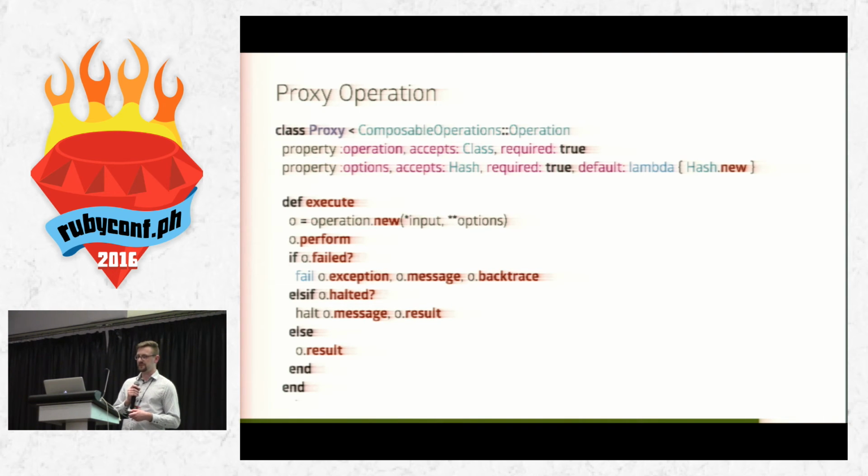A proxy could simply be defined as an operation that takes another operation it will ultimately execute, and a bunch of options it will pass on to this operation. And then we implement our algorithmic core as instantiating the operation, forwarding the input of our proxy and the keyword arguments to our concrete operation, now specified at runtime. We perform the operation and then we simply copy over the state.